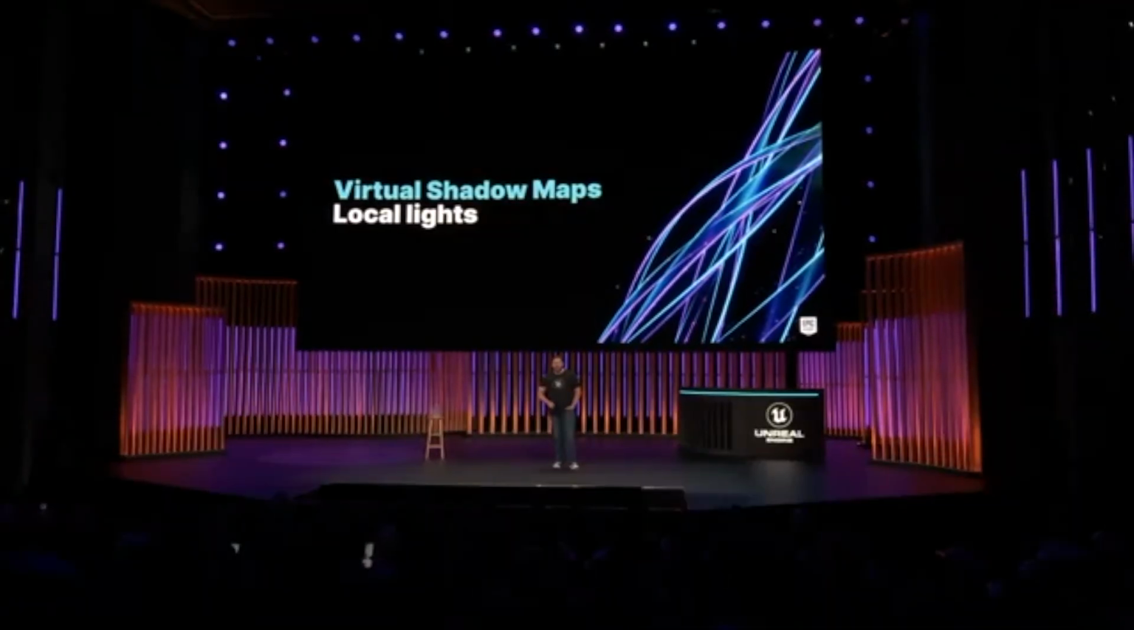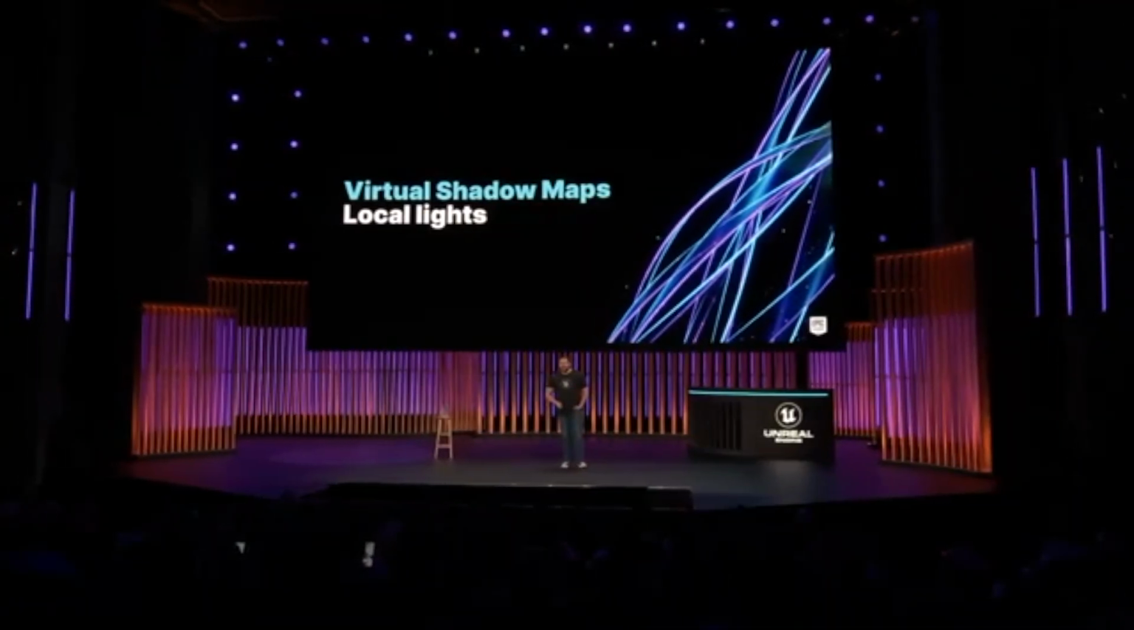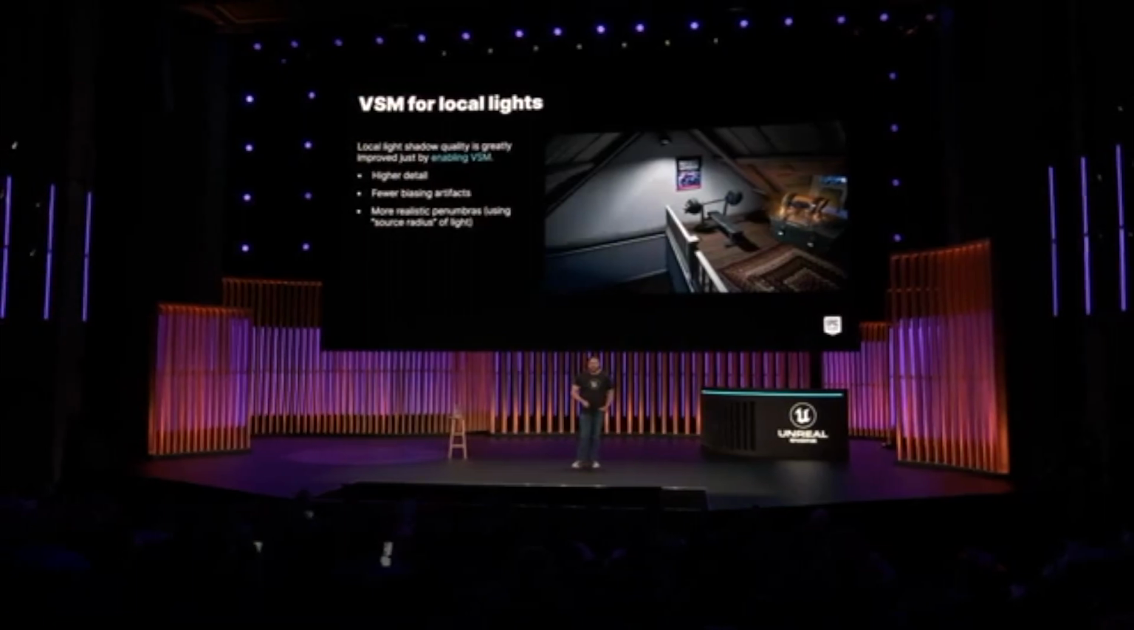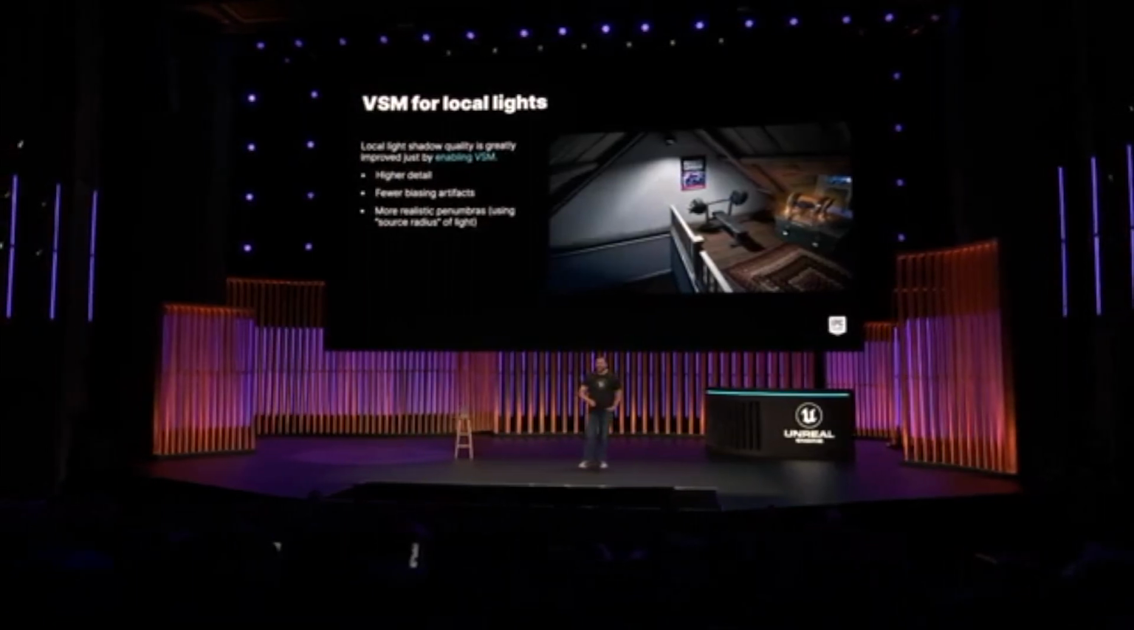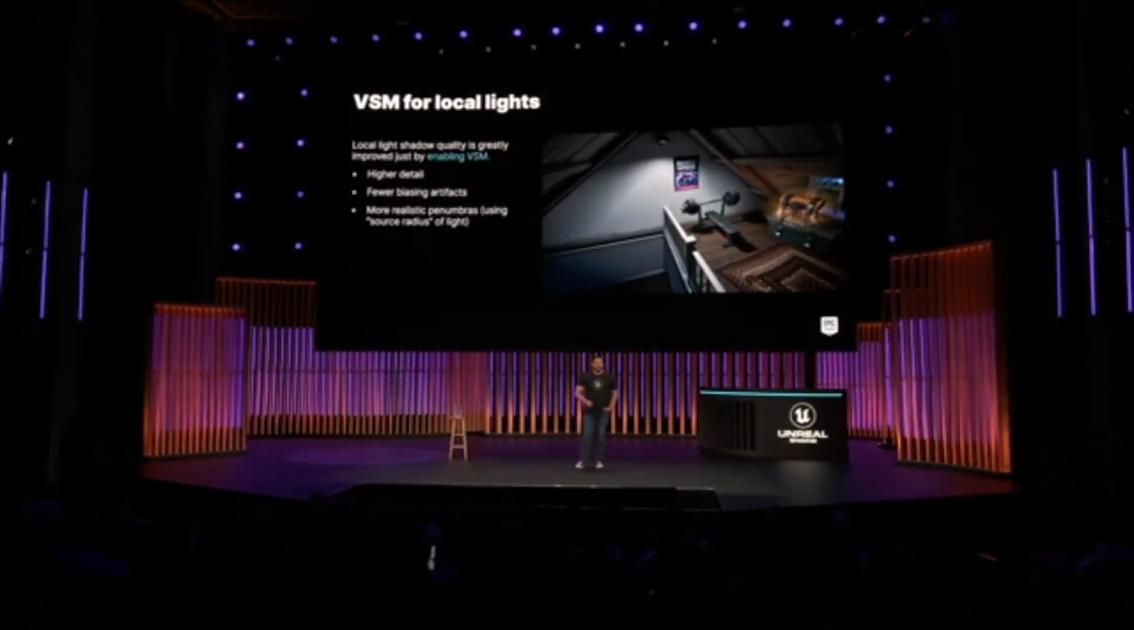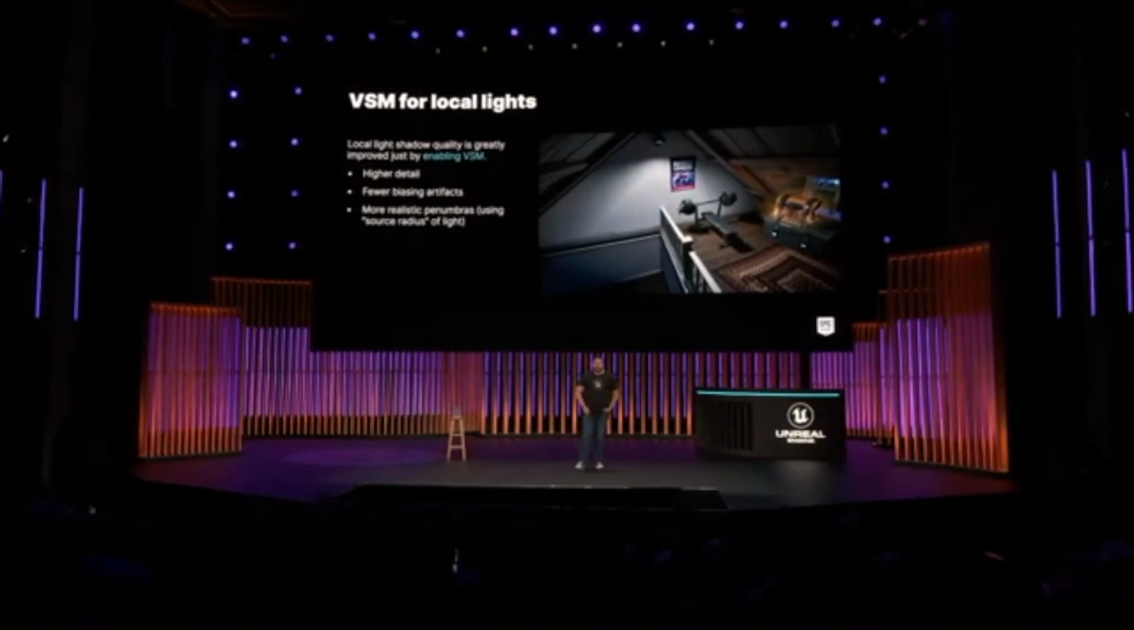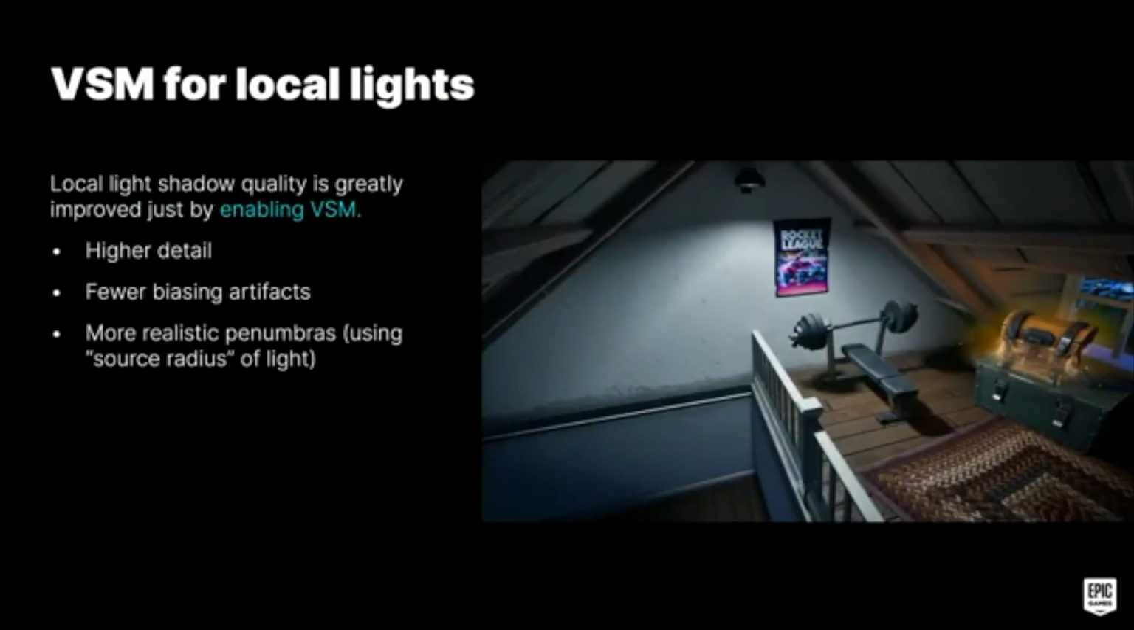Now I'd like to talk a little bit about virtual shadow maps for local lights. Local lights such as lamps and ceiling lights in Fortnite received an automatic quality boost just by enabling VSM. It provided higher detail with fewer biasing artifacts. It also gave us more realistic penumbras as VSM makes use of the source radius light parameter to achieve shadows that are sharp at contact points and soft further away from them.